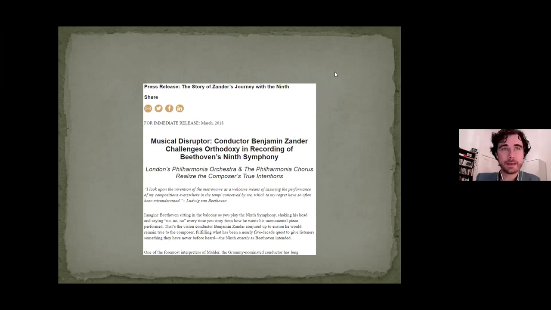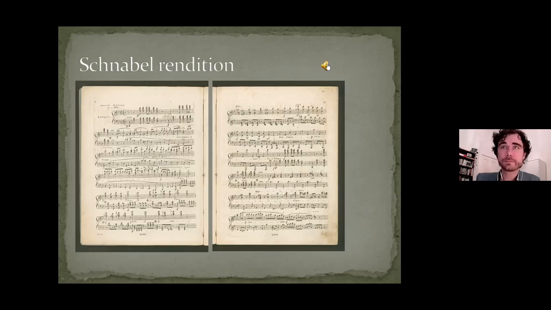And here's the first Viennese edition of the piece, and here's how Schnabel tackles it.